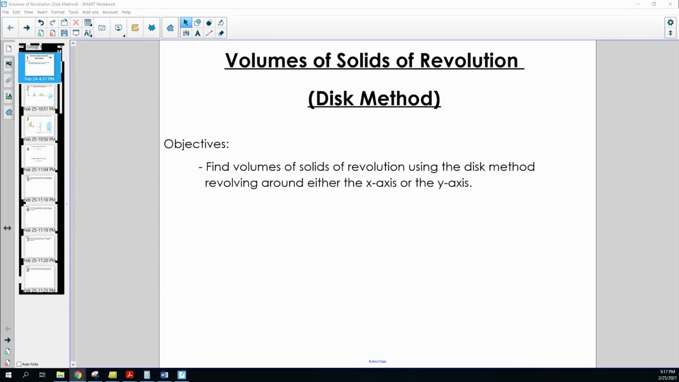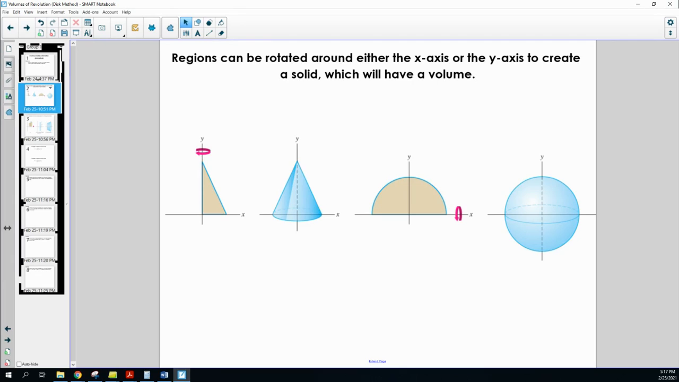In this lesson, we're going to see how we can find the volumes of solids of revolution by using the disk method and revolving around either the x-axis or the y-axis. So regions can be rotated around either the x-axis or the y-axis to create a solid which will have a volume. So if I were to rotate this picture right here around the y-axis, it would produce this three-dimensional cone. And if I took this shape and I revolved it around the x-axis, I would get this sphere type shape.